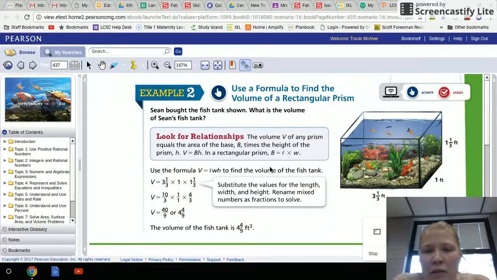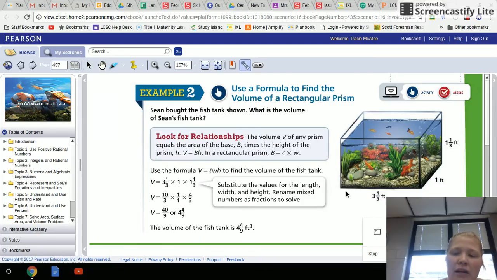When you find the volume of something, you're trying to figure out how much space it takes up, or how much space can fit inside something. For instance, this fish tank. If you're asked to find the volume of the fish tank, you want to figure out how much space is inside this fish tank, okay? Here's the formula right here, length times width times height, okay?